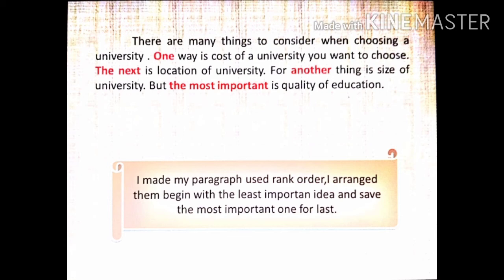There are many things to consider when choosing a university. One thing is the cost of the university you want to choose. The next is the location of the university. For another thing is the size of the university. But the most important is the quality of education. I made my paragraph using rank order, and I arranged it beginning with the least important idea and saving the most important one for last.